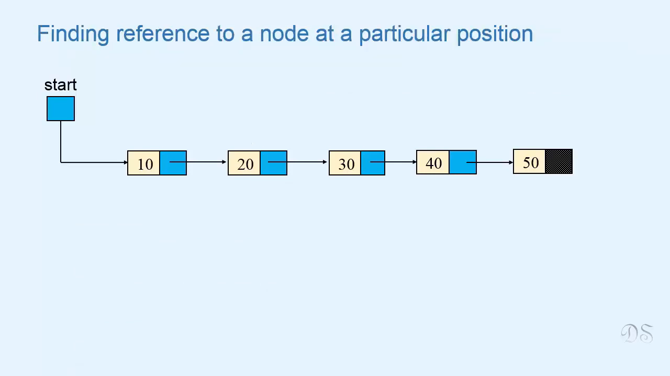Now let's see how we can find reference to a node at a particular position. These are the positions of the nodes in this list. Suppose we are given a value k and we have to find reference to a node that is at kth position in the list. So if the value of k is 3, then in this list we have to find reference to this node.